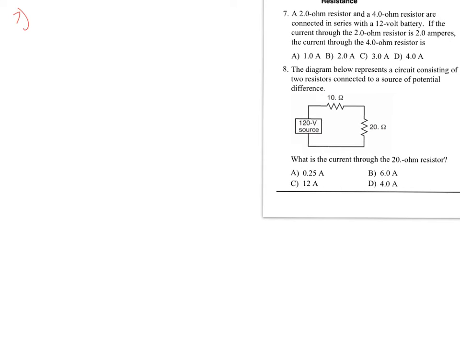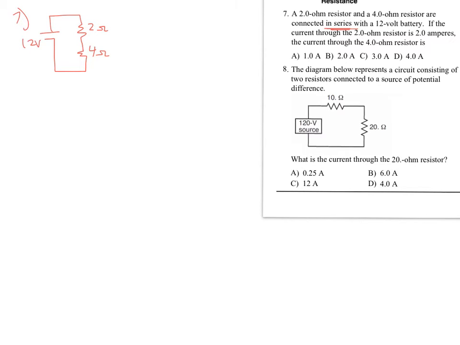Number 7. A 2 ohm resistor and a 4 ohm resistor are connected in series with a 12 volt battery. If the current through the 2 ohm resistor is 2 amps, the current through the 4 ohm resistor is... For some of you, maybe drawing the circuit might help. We've got 2 resistors in series with each other, 2 ohms, 4 ohms. Hint, hint, we're in series.